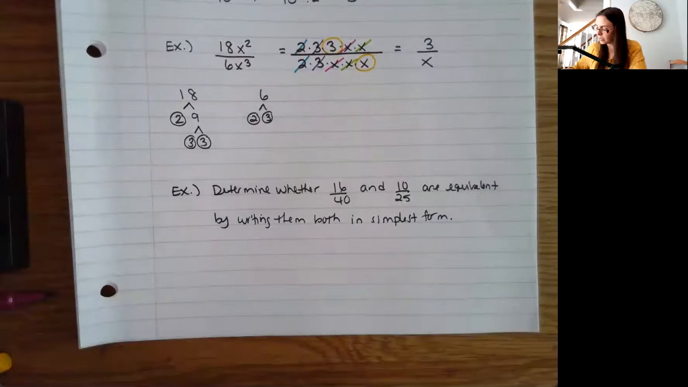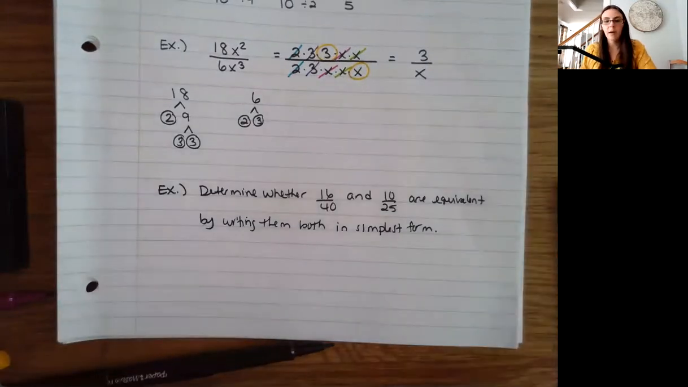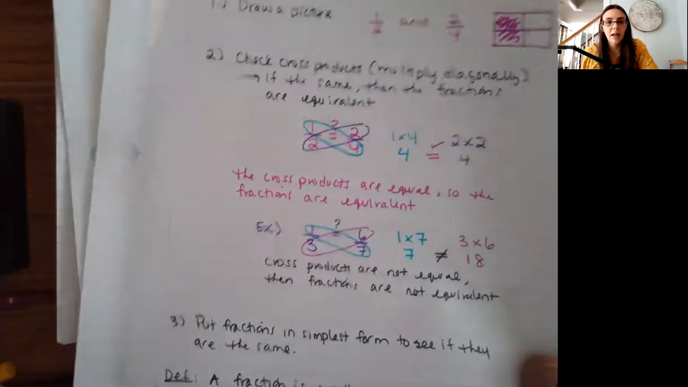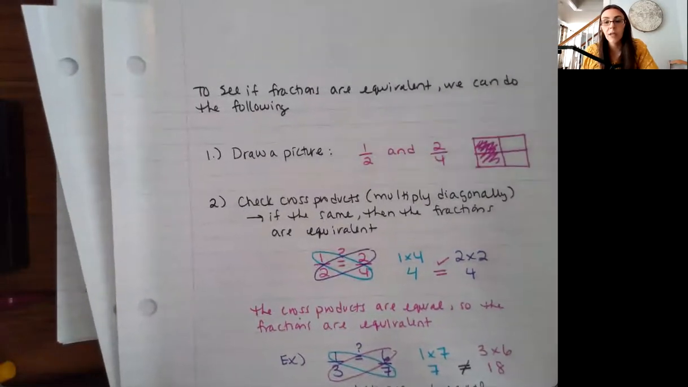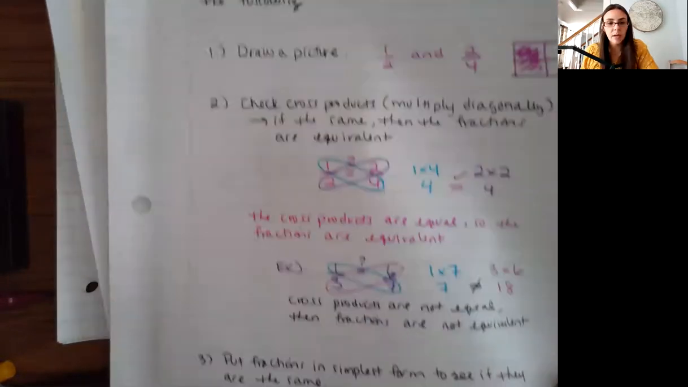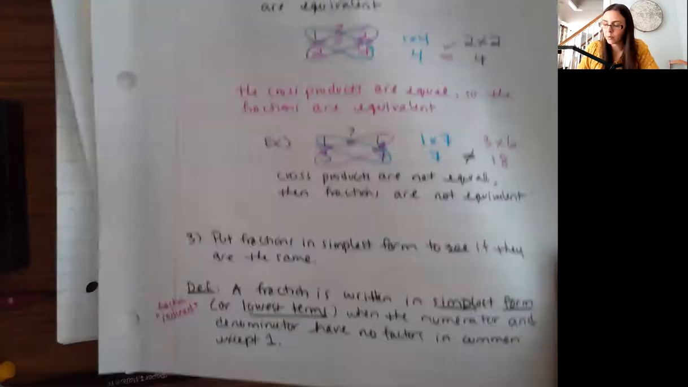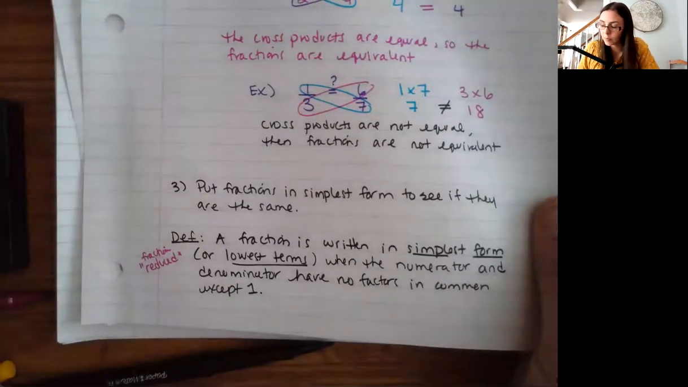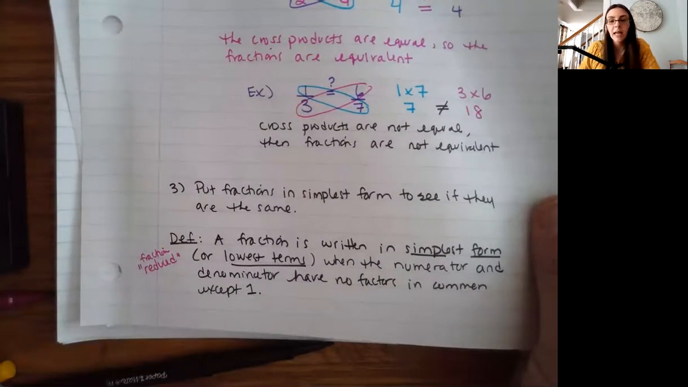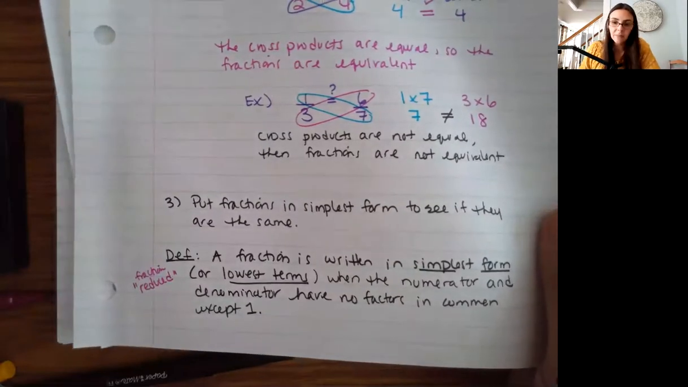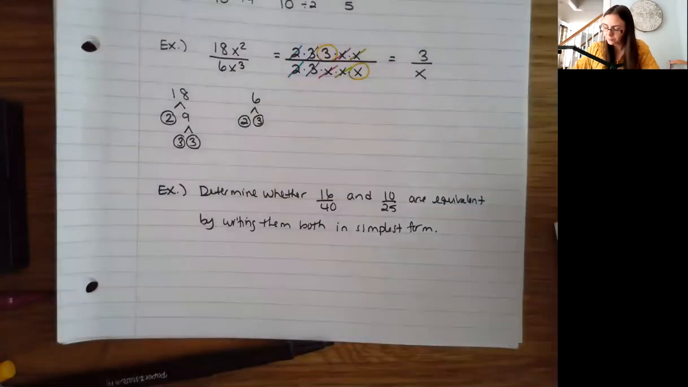So remember a couple of pages ago in our notebook, we were talking about how do we tell if fractions are the same? We can draw a picture, we can do cross products, and then the last thing I said is that we can put the fractions in simplest form to see if they're the same, see if they match. And we now know how to do that, so let's see that strategy in action.